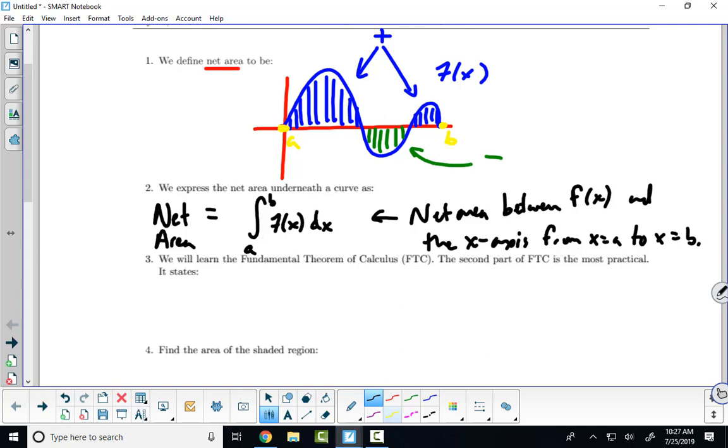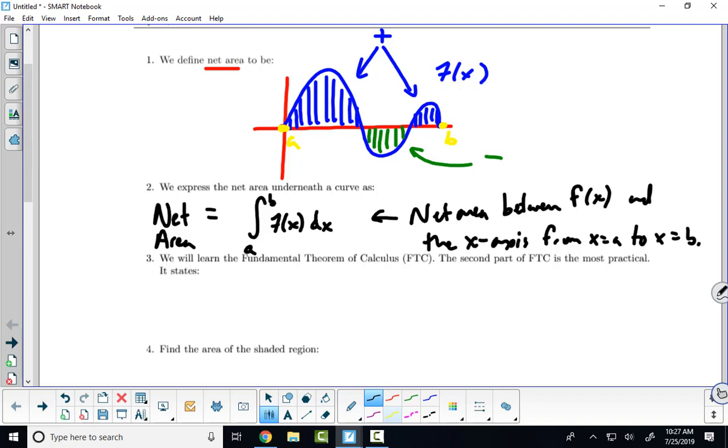I haven't given a name to this object yet. We'll name it when we get into section 5.2, but let me just tell you the name right now. We call a and b the limits of integration. When we didn't have our limits of integration, when it looked like just this without the a and b, we called that object an indefinite integral, which stood for the antiderivative. We're going to call this object a definite integral.